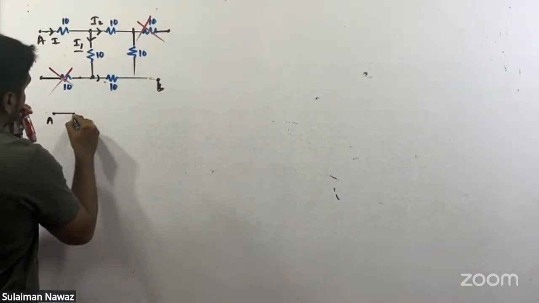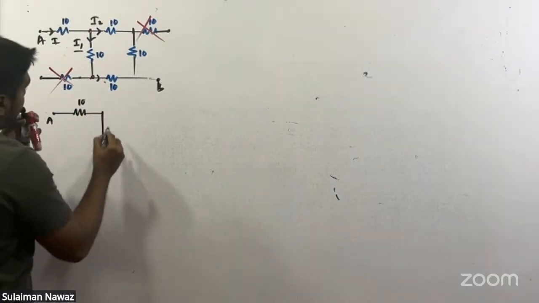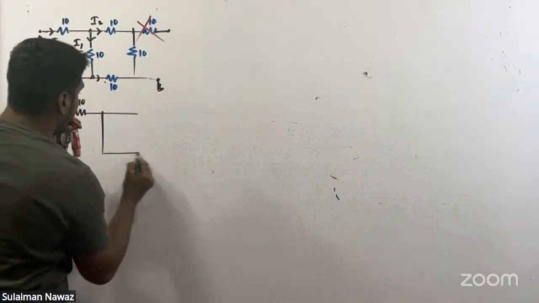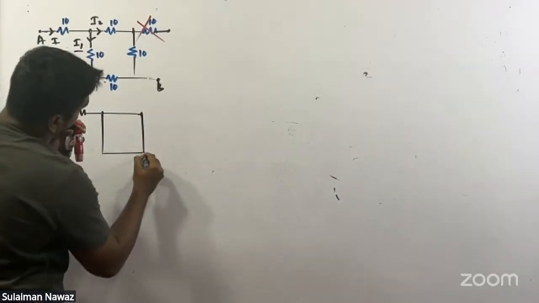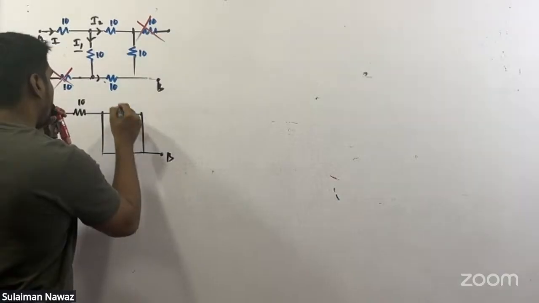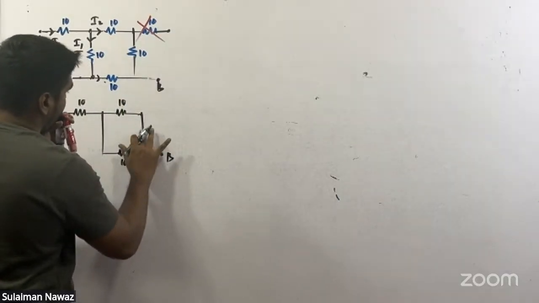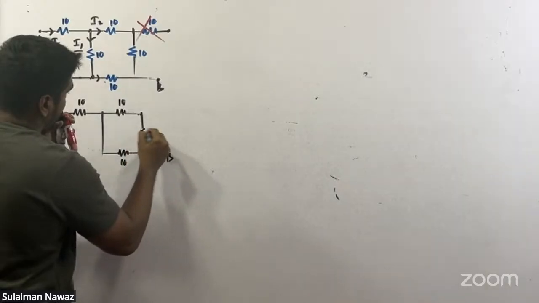The system will be simplified like what? Point A, 10 is your system. Point B, 10 ohms, 10 ohms, 10 ohms, 10 ohms.